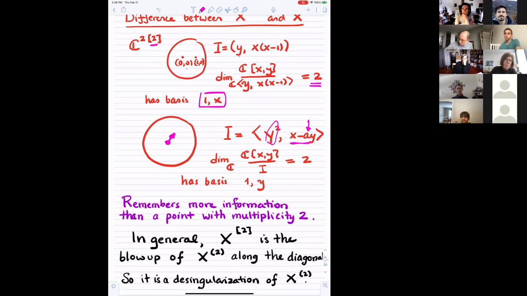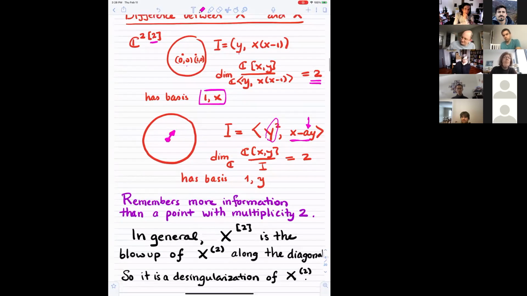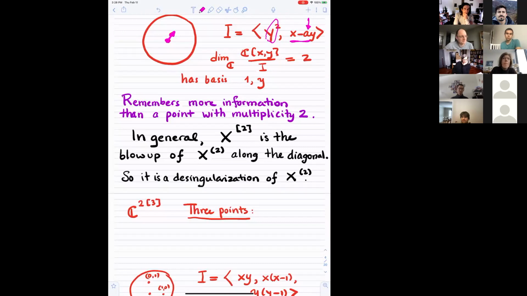Okay, so there you see that already this Hilbert scheme is remembering a little bit more information than the symmetric product. The symmetric product only knows that this is a point with multiplicity 2, but the Hilbert scheme associates some sort of tangent vector to that point. In general, it turns out that if you want to understand the Hilbert scheme of 2 points, that's not so complicated. It's just a blow-up of the diagonal in the symmetric product. And here the dimension and whatever doesn't matter. So it becomes just a desingularization of the symmetric product.